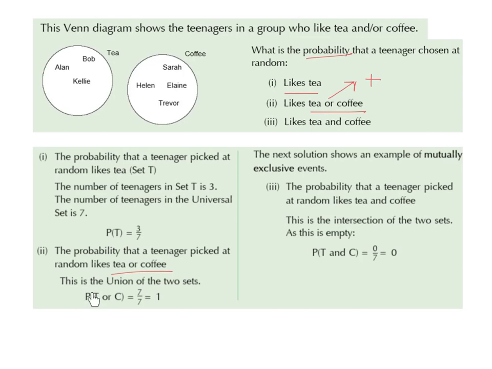So the probability that they like tea or coffee is 7 over 7, which is 1. So it's definite that one of the 7 students likes tea or coffee. It's certain or definite, because a probability of 1 means certain or definite.